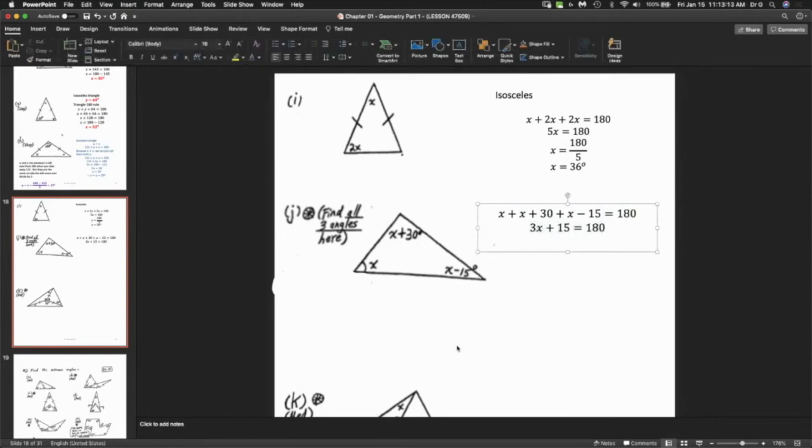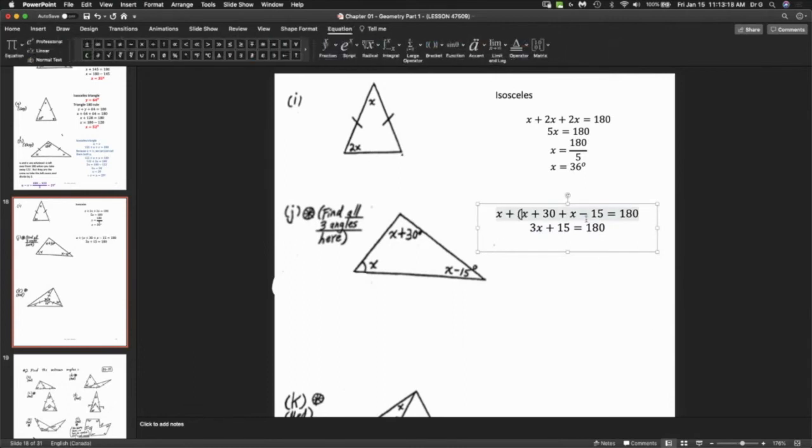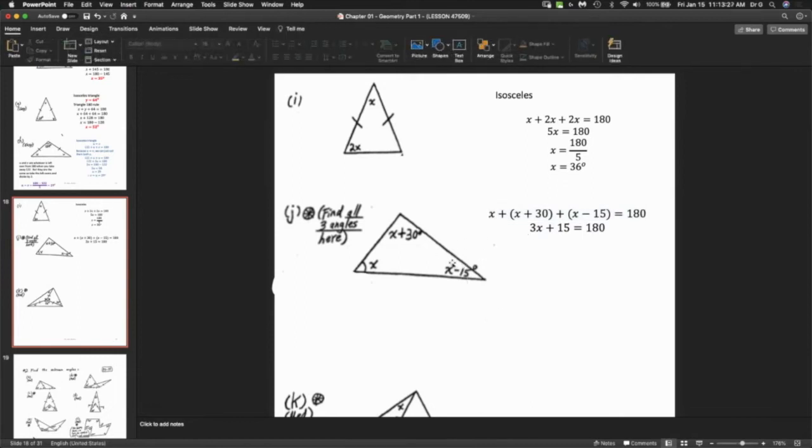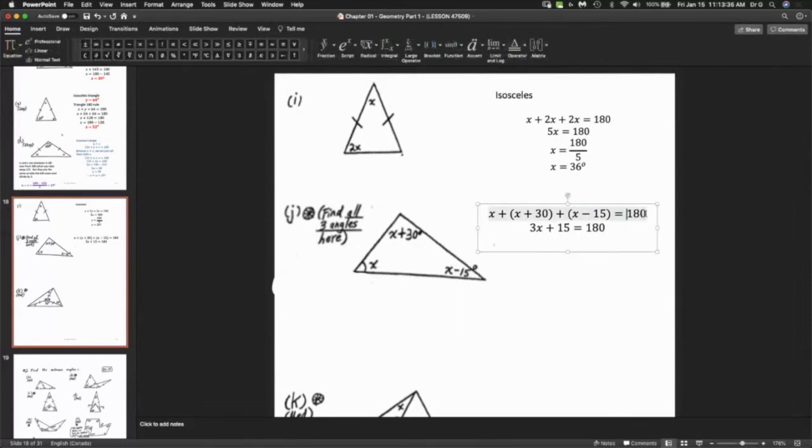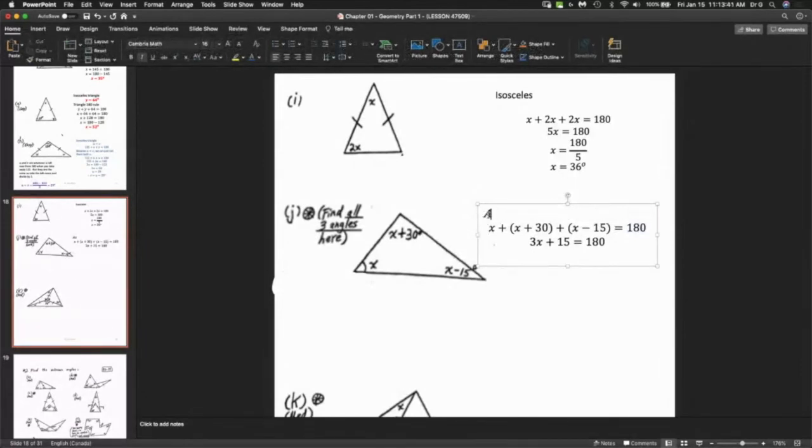Let me know in the chat, do you need clarification about what I just wrote down there? Okay, Sarah, so what I'm doing here is I'm saying I want to solve for x. And George, these three angles, whatever they are, have to add up to 180 because it's a triangle. So all angles in the triangle add up to 180. That's the logic of what's happening here, okay?